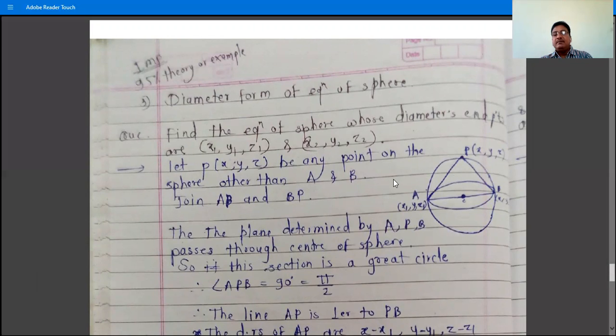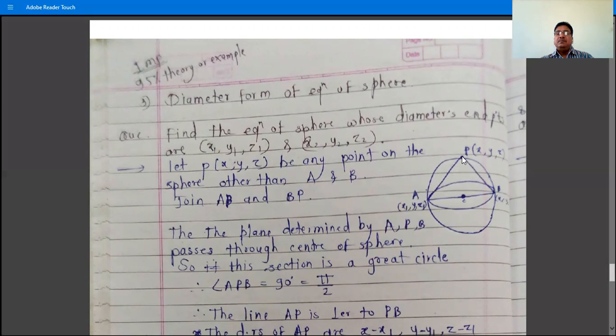So draw this figure. We show A(x1, y1, z1) and B(x2, y2, z2) as end points of the diameter of the sphere. Obviously, a diameter is a chord passing through the center of the sphere. So it is the diameter of the sphere whose end points are A(x1, y1, z1) and B(x2, y2, z2).